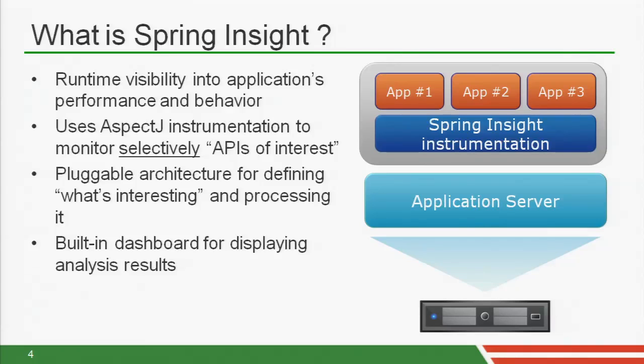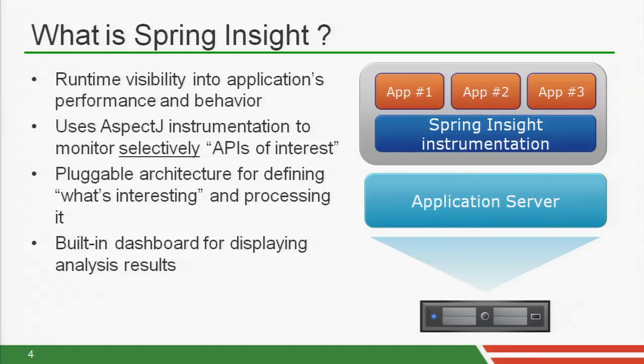So basically we're using what we call a pluggable architecture that defines these APIs of interest, and it's important to understand that we are only monitoring the APIs of interest that have been defined for the framework. This is not a profiler, okay? A profiler is mainly a development tool that you use if you have concerns about what your application is doing. You're allocating resources and not releasing them, you have some hotspots in your methods, stuff like that. This is not what Spring Insight is.